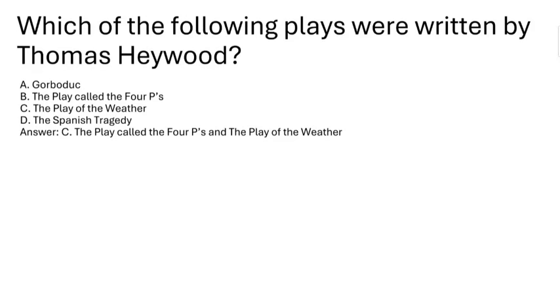Option A, Gorboduc. Gorboduc is not written by Thomas Heywood. It was written by Thomas Norton and Thomas Sackville in 1561. It is one of the first English tragedies written in blank verse, but it is not related to Heywood. Option D, The Spanish Tragedy. The Spanish Tragedy is not written by Thomas Heywood. It is a well-known Elizabethan tragedy written by Thomas Kyd. It had a significant influence on the development of revenge tragedies, but is not associated with Heywood.